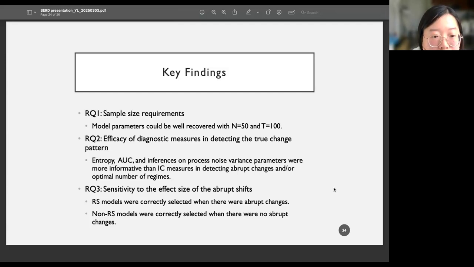And for question 2, we found that entropy, AUC, and inferences on the process noise variance parameters were more informative than IC measures in detecting abrupt changes or the optimal number of regimes. This means that if we only use IC measures to select the model, you may select the wrong model or a model with a non-optimal number of regimes, while the entropy measure gives you more informative information to help you select the best model. It's a value ranging from 0 to 1, with values closer to 1 representing better classification of different regimes.